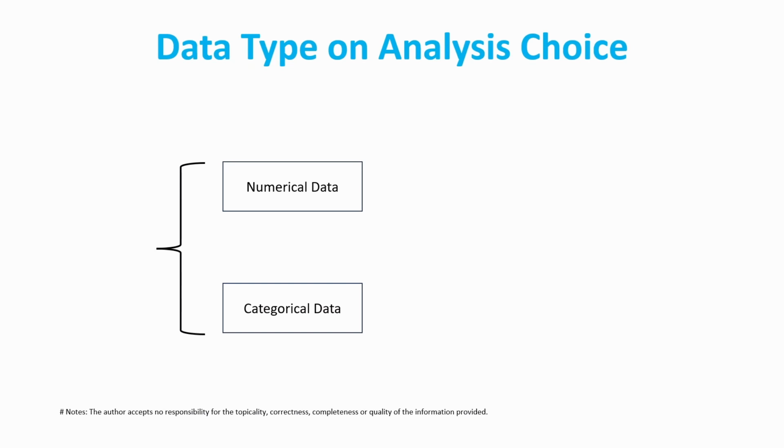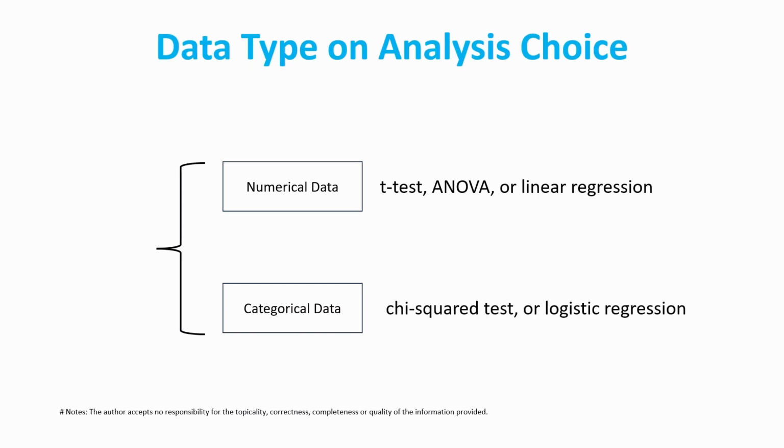Now the question is how data type impacts analysis choice. For numerical data, the options are t-test, ANOVA, and linear regression. For categorical data, the options are chi-square test and logistic regression. Of course, there are some nuanced differences between the options, but let me just go to the example and use it to explain this analysis choice.